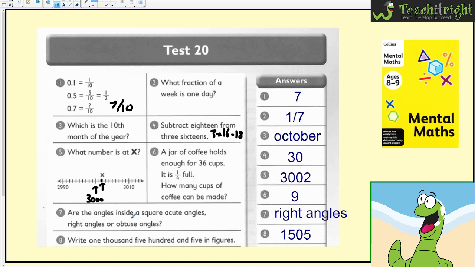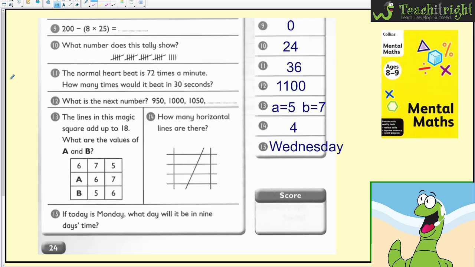What angles are there inside a square? Acute, right angles, or obtuse? And they are right angles, and that's often why you'll see in the corner of squares they draw this little square, essentially, to represent the right angles. Write 1,505 in figures. Well, there you go, 1,505.